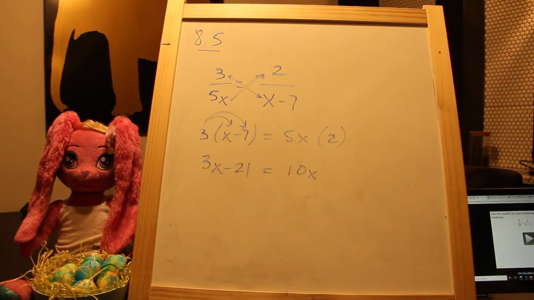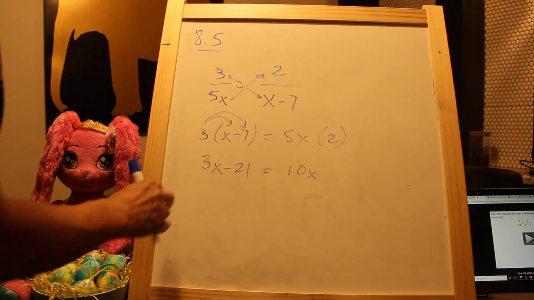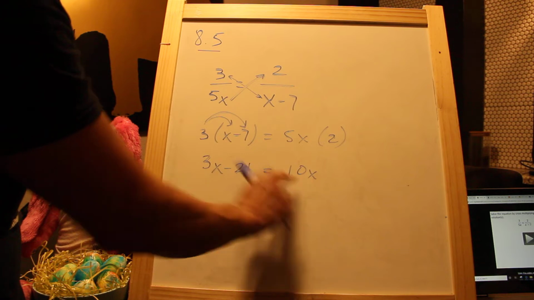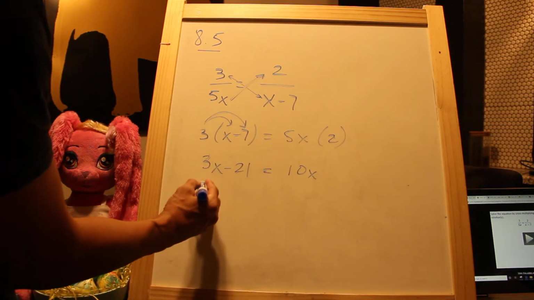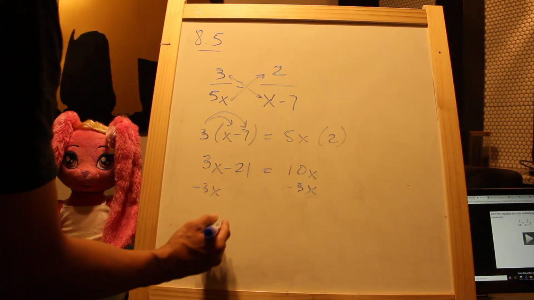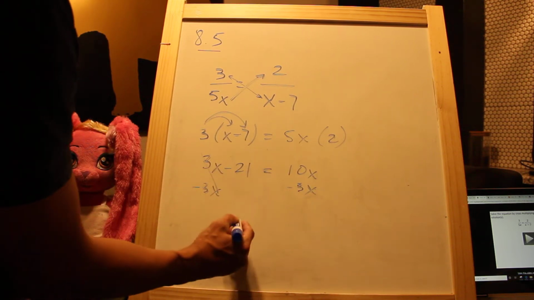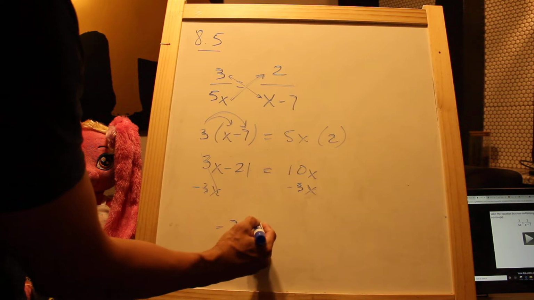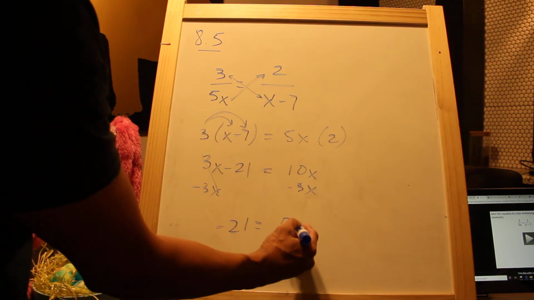Now the next thing I need to do is to combine my like terms. So notice I have a 3x here and a 10x over here. So I'm going to subtract 3x here, subtract 3x over here. This will go to 0. And I'm left with negative 21 equals to 7x.